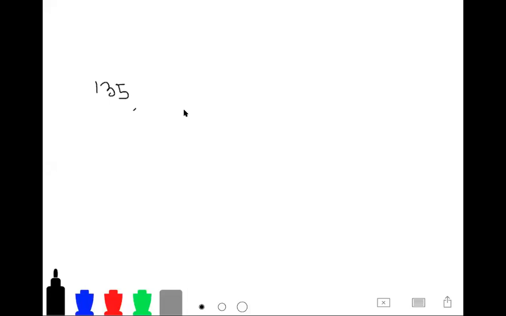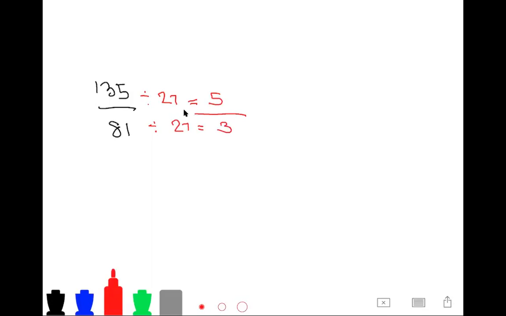135 divided by 81. Okay, so to be able to simplify this one, we just need to look for their GCF. In this case, the GCF is simply 27. So if we divide both numerator and denominator by 27, we actually get 135 divided by 27, that is 5. 81 divided by 27, that is 3. Thus, our multiplier in this particular series is 5/3.